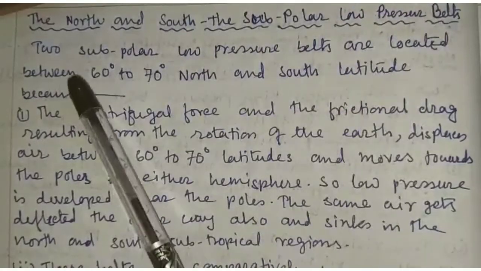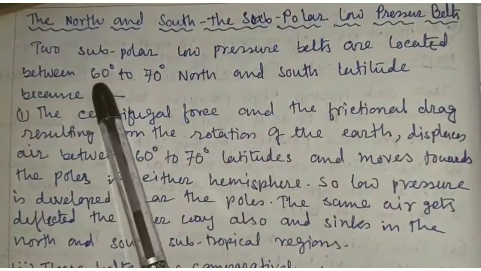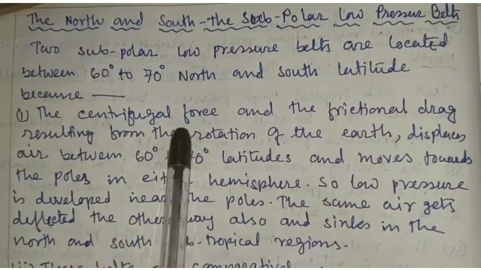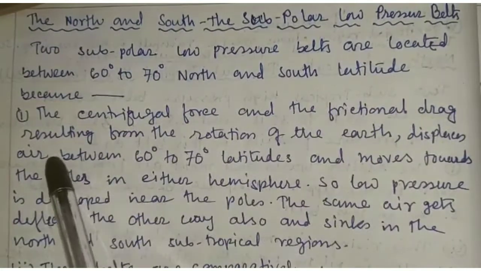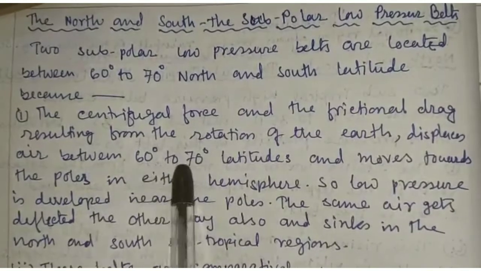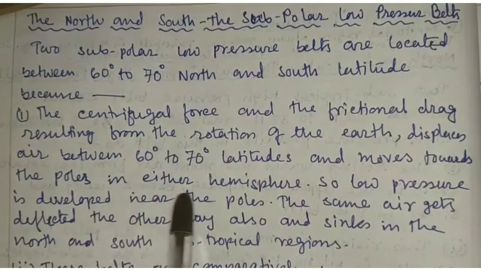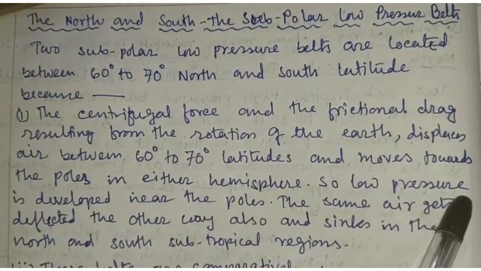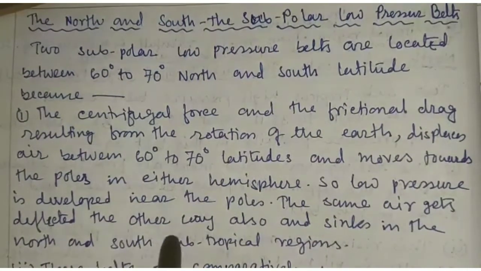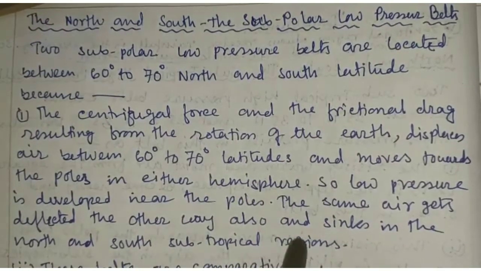Polar pressure belt. Two subpolar low pressure belts are located between 60 degree to 70 degree north and south latitude. Because the centrifugal force and the frictional drag resulting from the rotation of the earth displace air between 60 degree to 70 degree latitude and move it towards the pole in either hemisphere. So low pressure is developed there. Some air gets deflected the other way also and sinks in the north and south subtropical region.